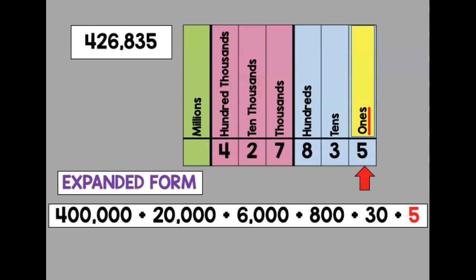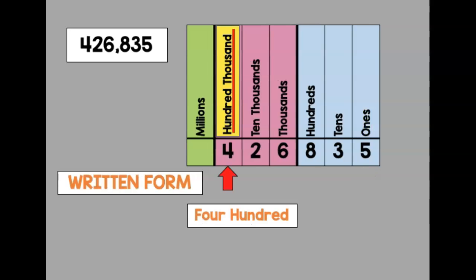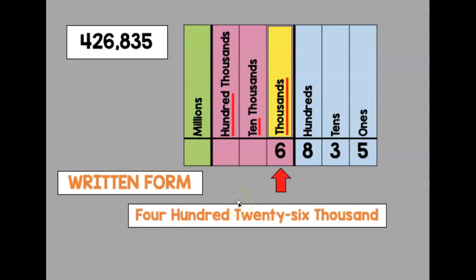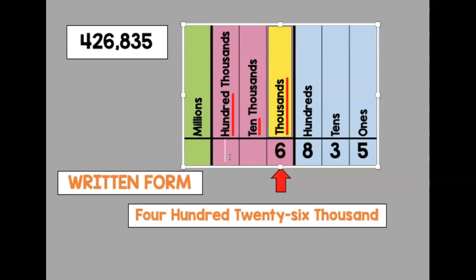Next, we are going to move on to written form. So to do written form, you're going to be looking at the column that the number is at. So we have 400,000. So how many is this worth? The 4 is worth 400. And then we move over and we have a 2. So we have 420. We still have a 6 to take that's in that period. So we have 426,000.